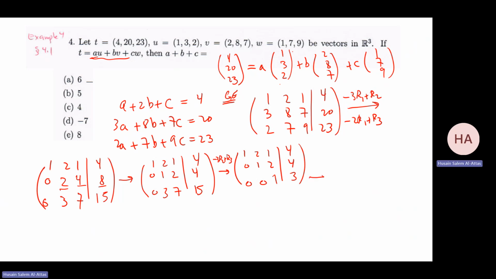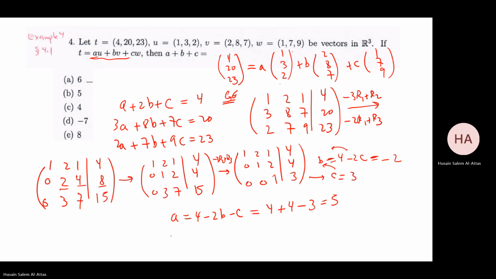So, very clear, from here I have C equal to 3, plug it here, where I have B equal 4 minus 2c, which is 4 minus 6, which is minus 2. Plug them here. So I have A equals what? A will be 4 minus 2b minus c, which is 4, B is what? Plus 4 minus 3. And that will be 5. So A plus B plus C equal 5 minus 2 plus 3. 8 minus 2, which is 6. So this is my answer.